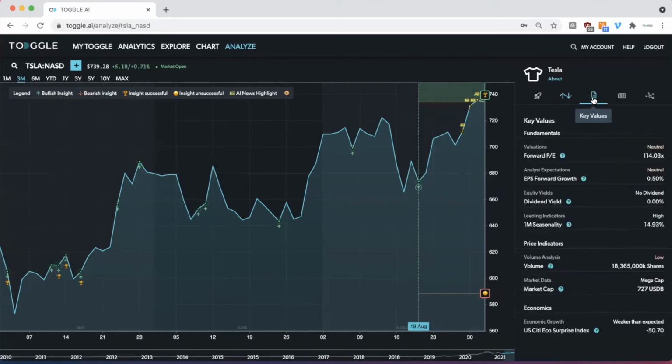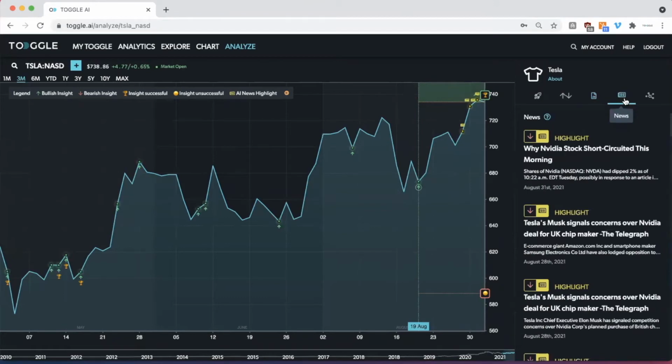Next, looking at key values. These are the key values Toggle has put together. Something really neat that Toggle does in order to give you that extra helping hand is above the statistic, it shows you how the statistic looks relative to history. So currently forward PE looks neutral relative to history. Same thing with the EPS forward growth. If, for example, you were looking at an asset that had a high forward PE, Toggle would let you know that, hey, this asset looks expensive relative to its history.